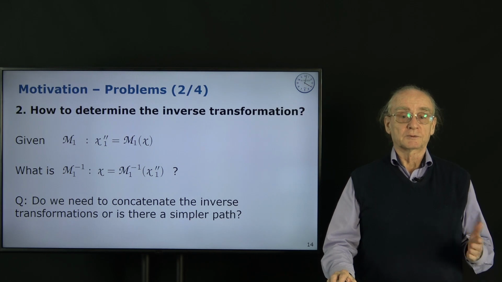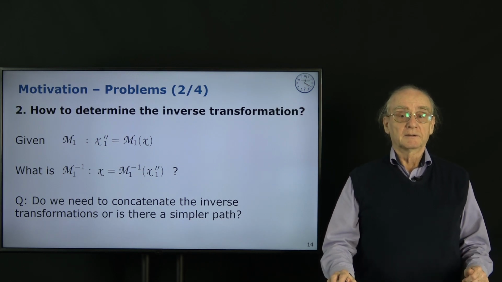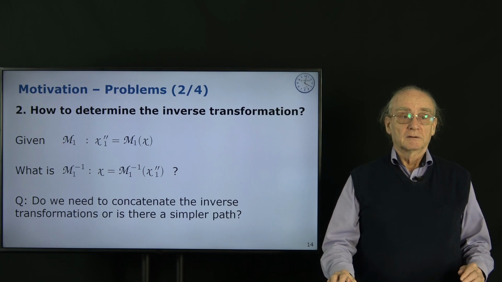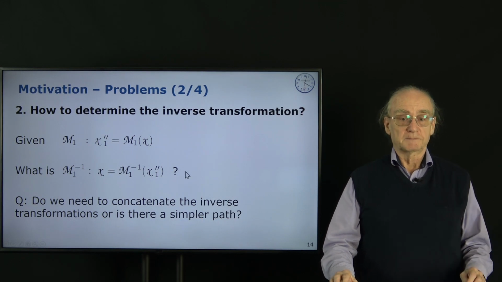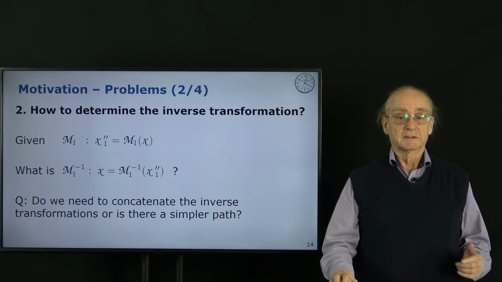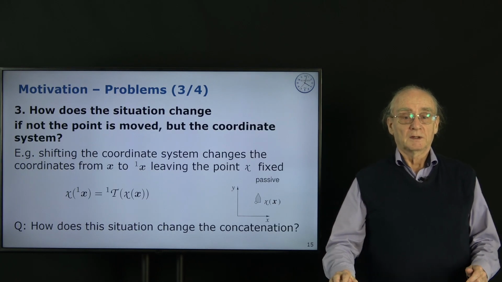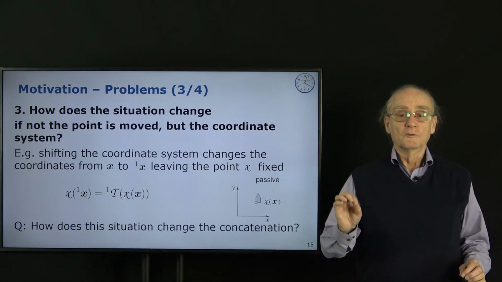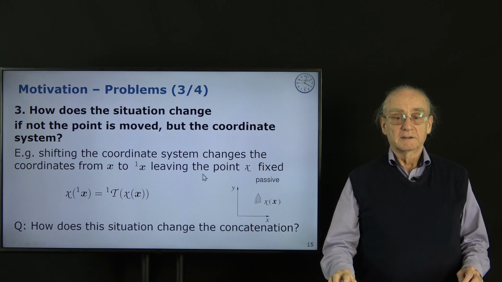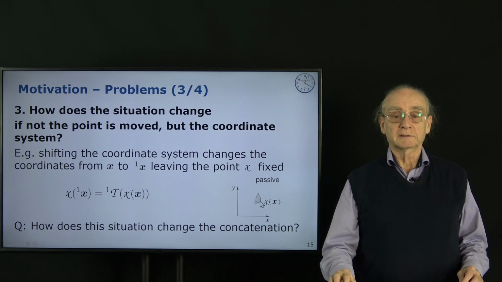For translations, of course, we subtract the coordinates, and for rotations, we take the negative angle. But how do we do this in general? This is not easy if we have combined rotations, especially if we have concatenated rotations. The third problem is, what happens if we don't move the point but the coordinates? So here we have a point, x, linked to some object, so to say a small car, let's say, with this point here. And here we have the coordinate system.